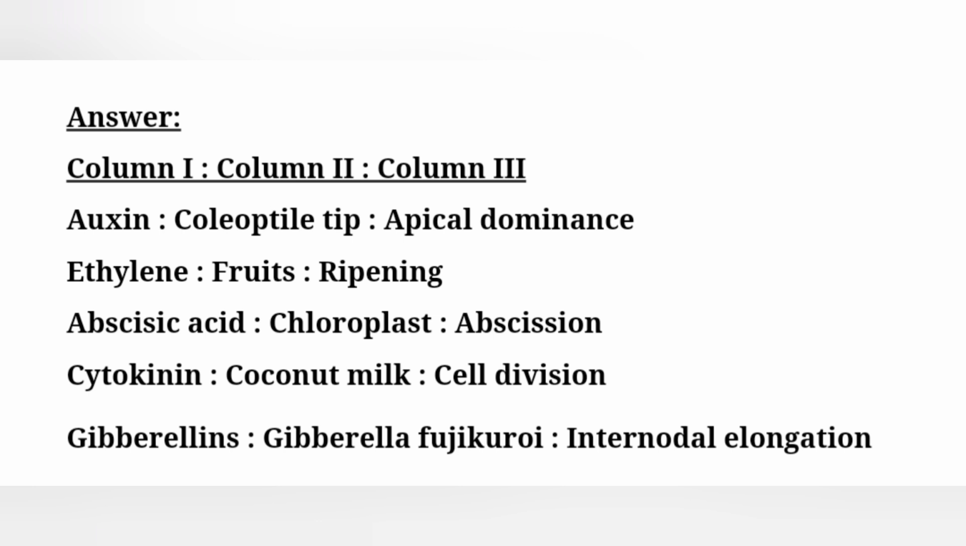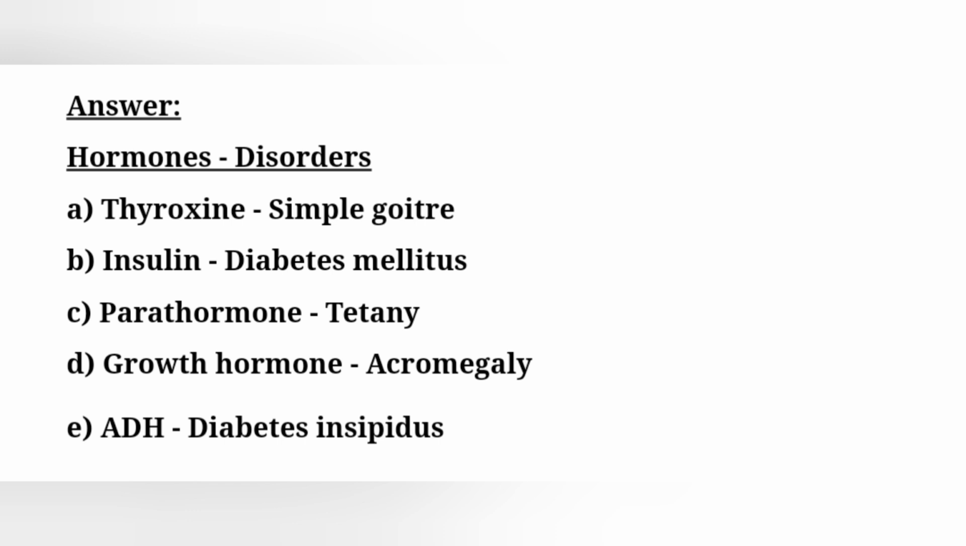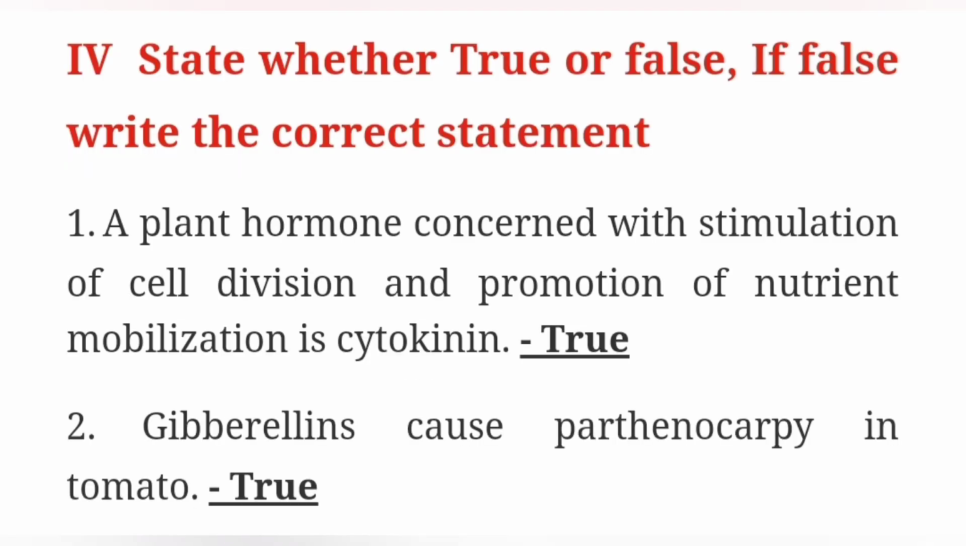fujikuroi, then internodal elongation. Third Roman letter, option B, match the following hormones with their deficiency states. Hormones, disorders. Answer: hormones and disorders. Option A thyroxine, simple goiter; B insulin, diabetes mellitus; option C parathormone, tetany; option D growth hormone, acromegaly; then option E ADH, diabetes insipidus.